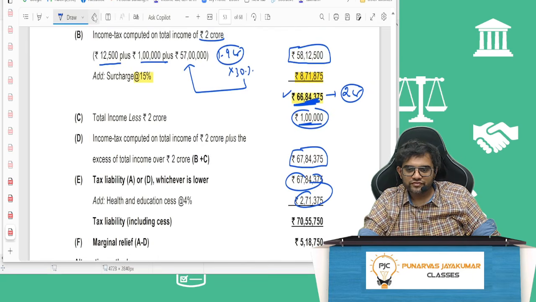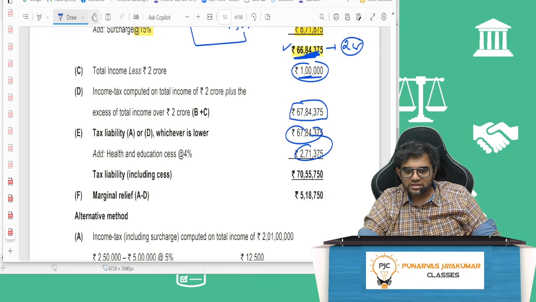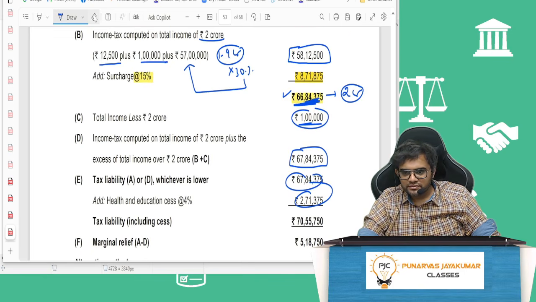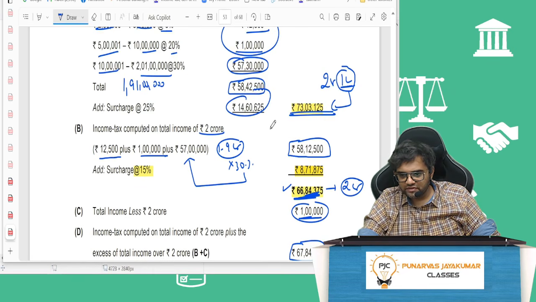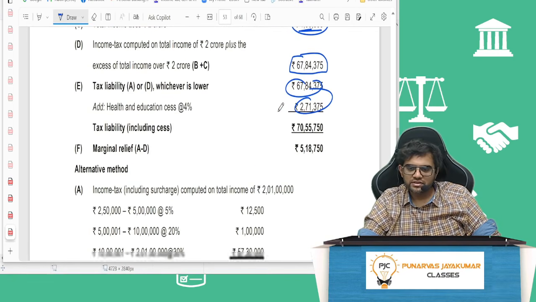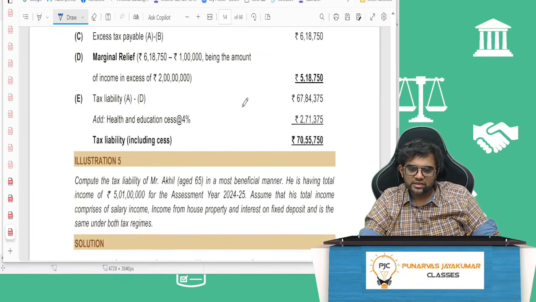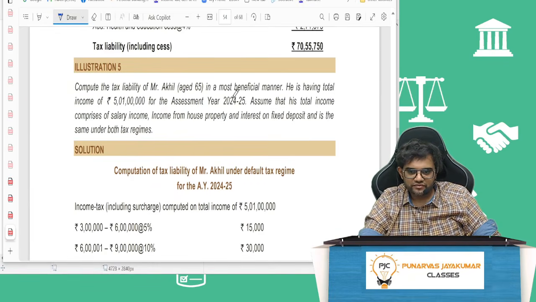What is the relief? Obviously, whatever I paid now, it is A minus D. That is 73,03,125 minus 66,84,375, the difference between the two, 6 lakh 18,750. Simple, right? But now the same thing, I think they'll do new regime. Let's see illustration 5.